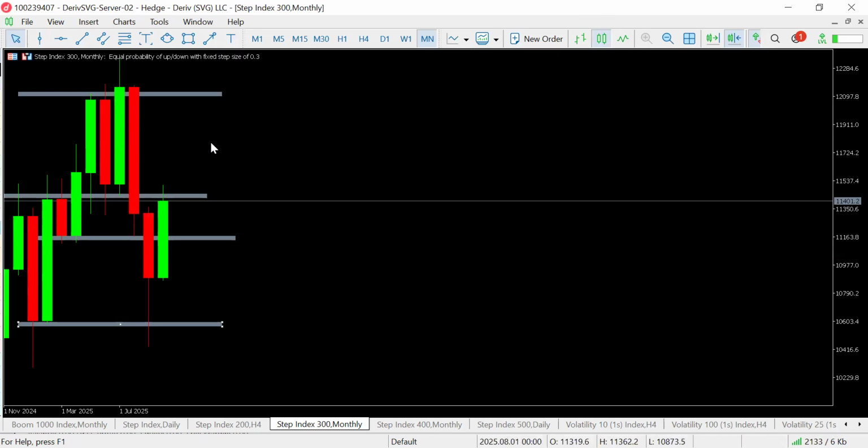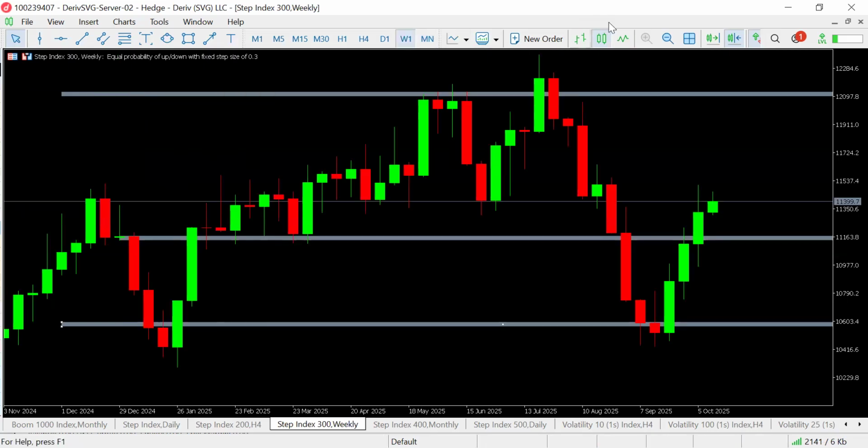So we succeeded on the monthly time frame in doing what we always try to do, and that's to get our key zones and directional bias. The next thing will be to go to the weekly time frame.